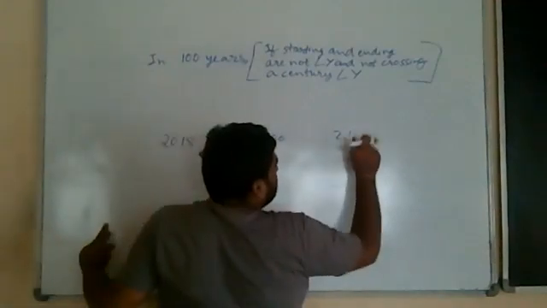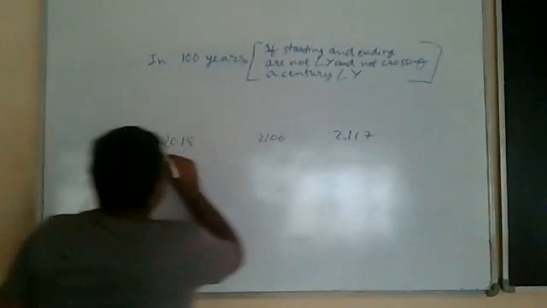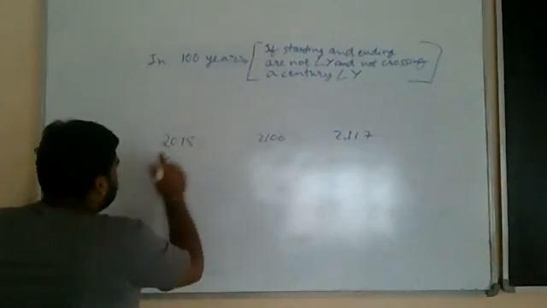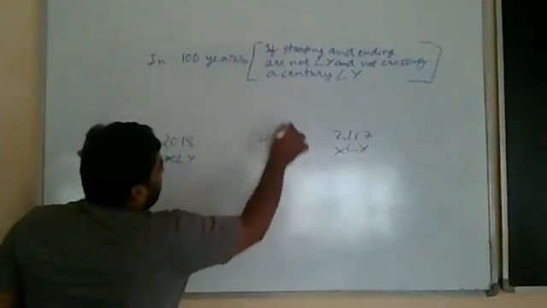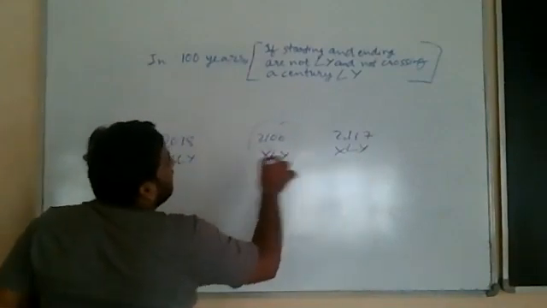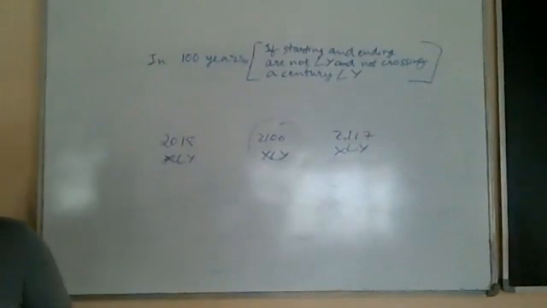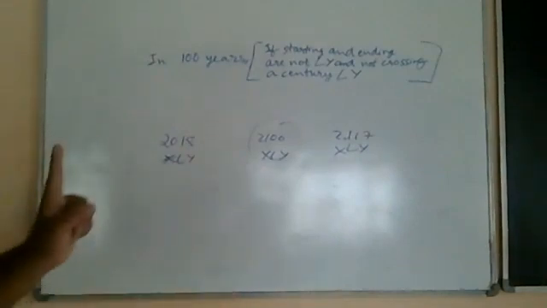And this will be 2117. This is not a leap year. This is also not a leap year. And in between there is a century year, which is also not a leap year. This is the condition that I am choosing. Do you understand this?